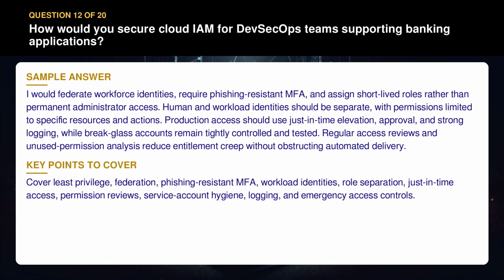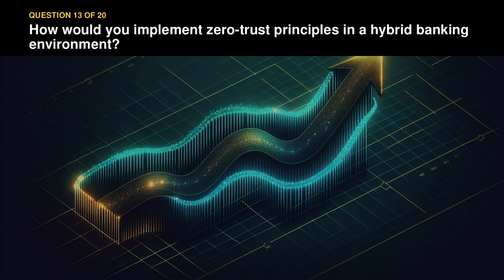Cover least privilege, federation, phishing-resistant MFA, workload identities, role separation, just-in-time access, permission reviews, service account hygiene, logging, and emergency access controls. Question 13. How would you implement zero trust principles in a hybrid banking environment?